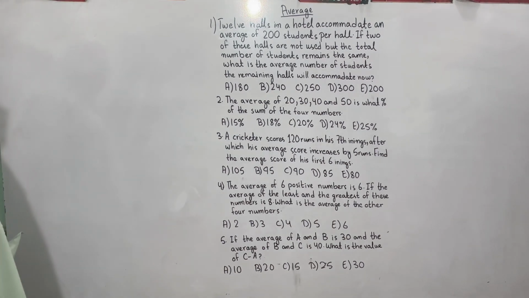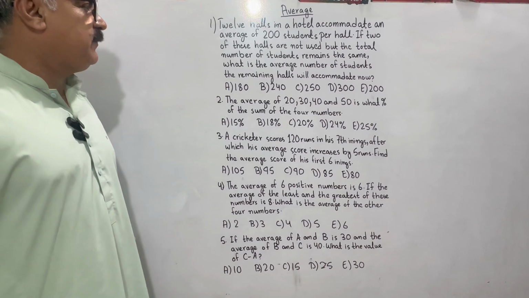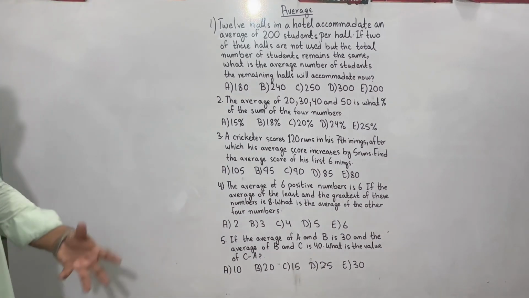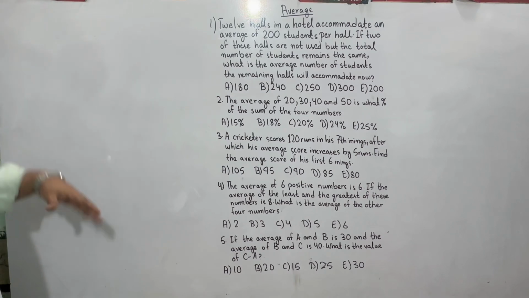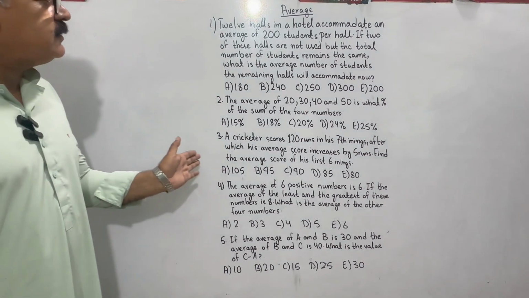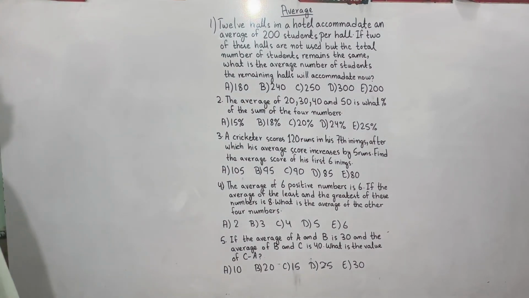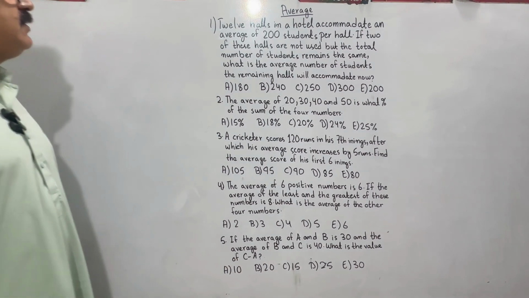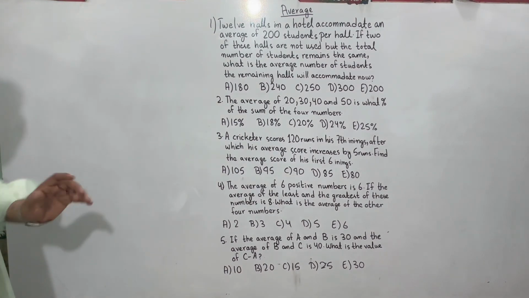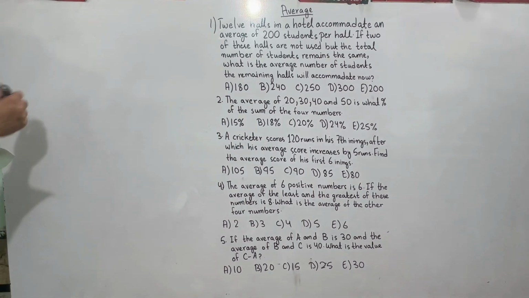Per hall accommodate 200 students. Furthermore, we have been restricted that the number of students remains the same, while two halls have not been used. Then we have to find the average of the remaining 10 halls. Let's see and find out.